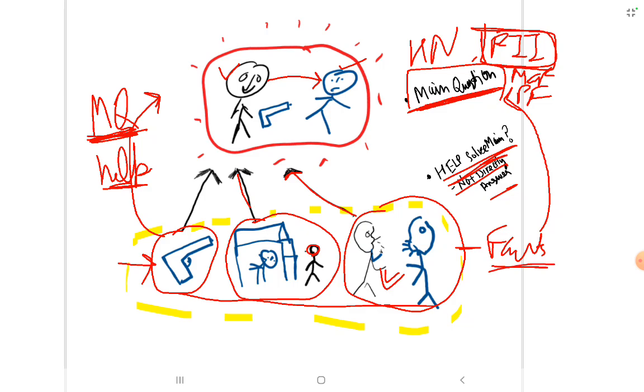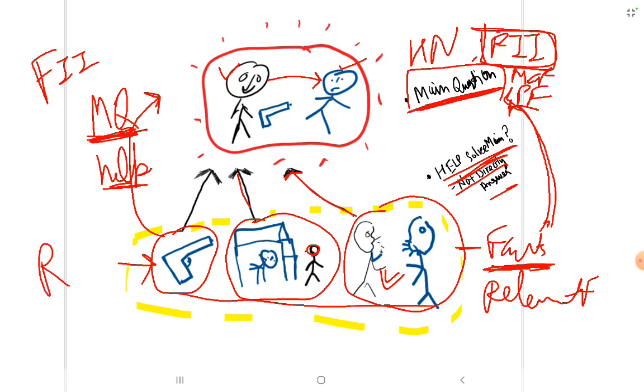And all the facts which help to solve this main question, this fact in issue, are known as relevant facts. Relevant facts help to solve the main question. They help the court to reach a decision. They help the court to understand the situation, to understand the main question. So I hope you have understood what are fact in issue and what are relevant facts.